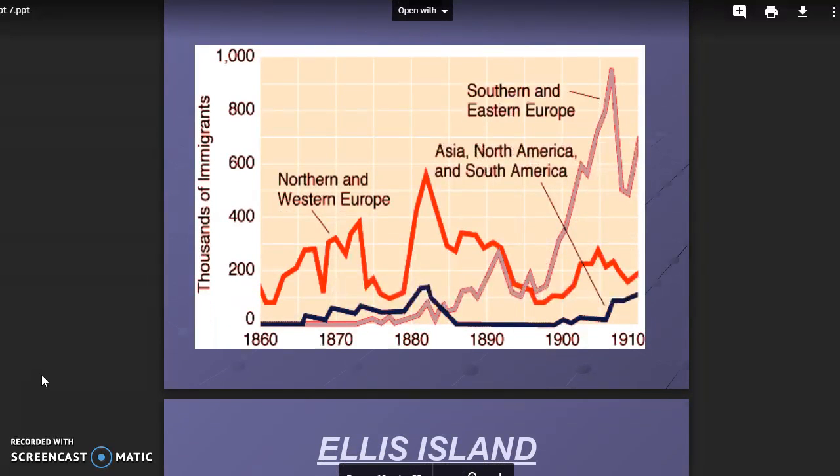This slide here is just showing you a graphic of where the immigrants came from and what years they arrived in the United States.